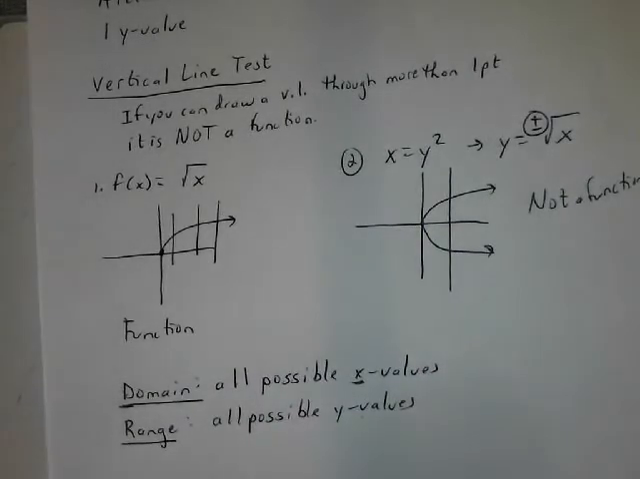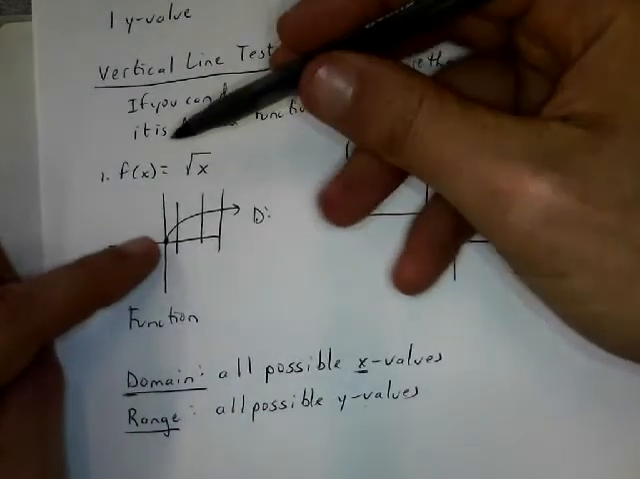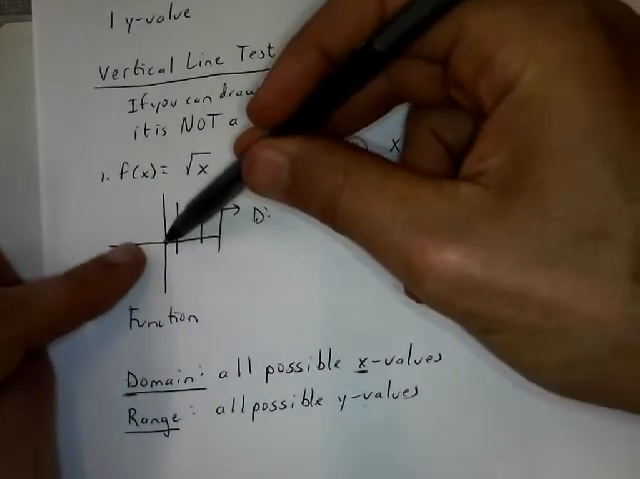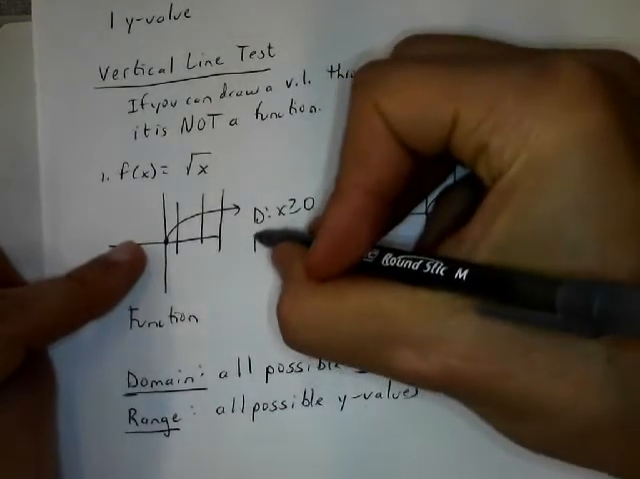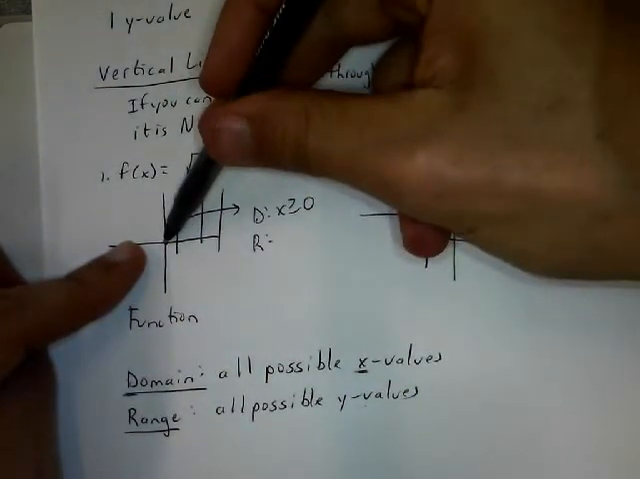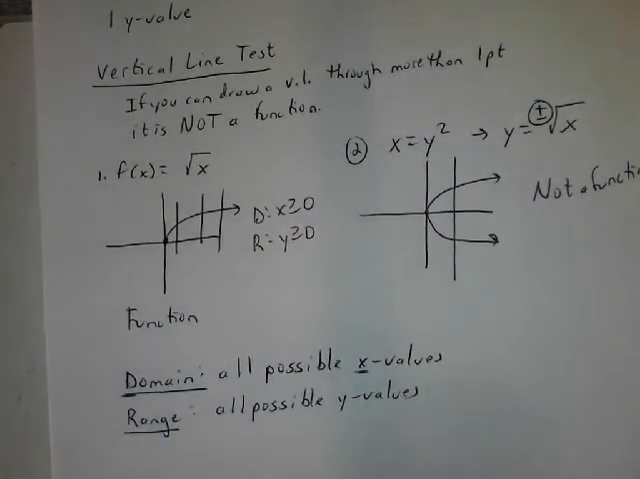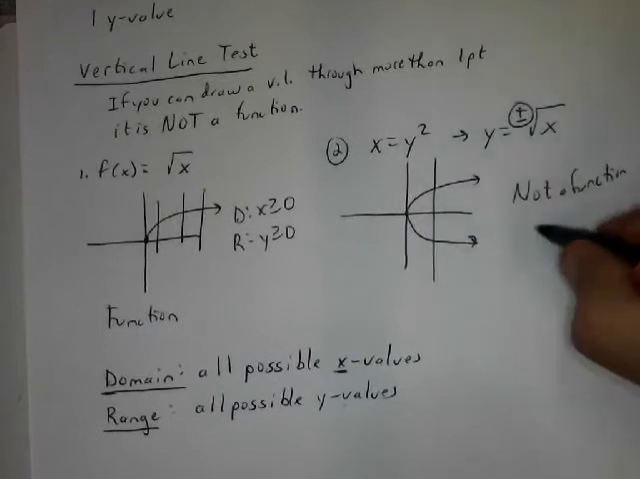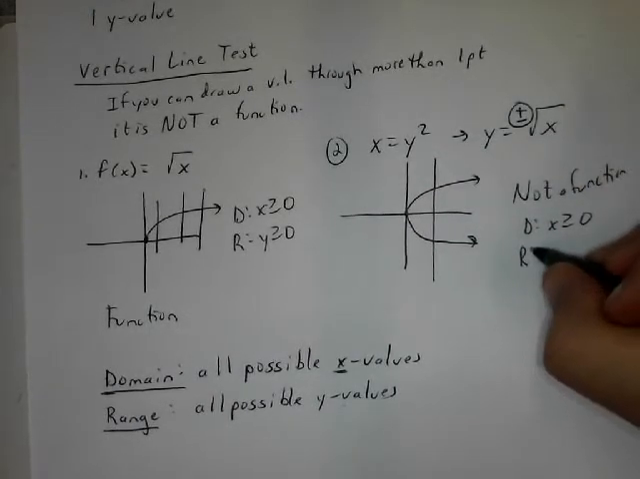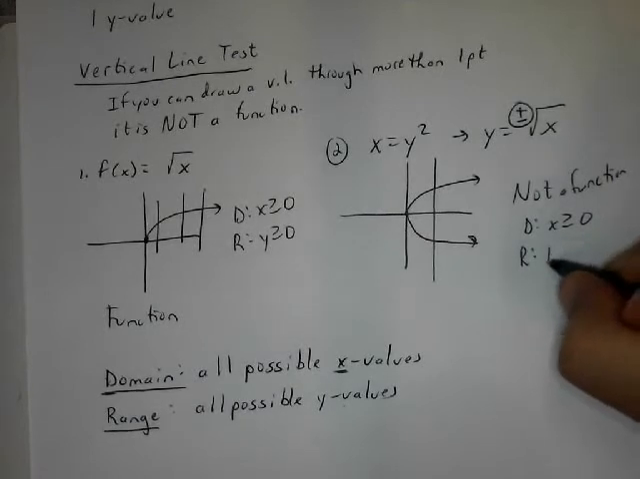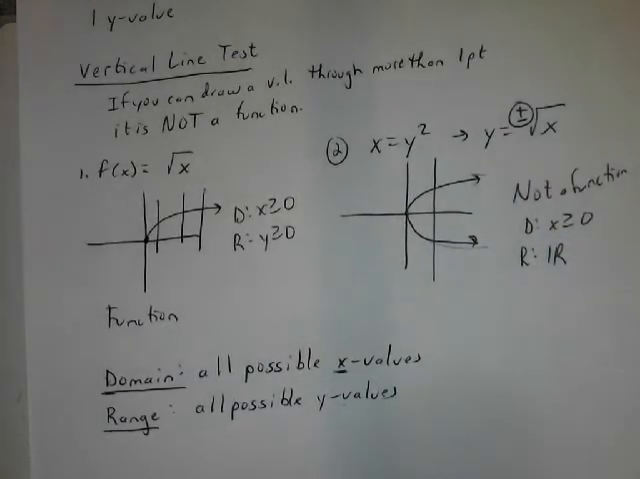So if we go back to those problems up here, this domain would be all the possible x values. So when x is greater than or equal to 0. Its range would be all its y values, which would be y is greater than or equal to 0. On this problem, the domain is the same. x is greater than or equal to 0. But the range is now all real numbers, because this goes down to negative infinity and up to positive infinity.